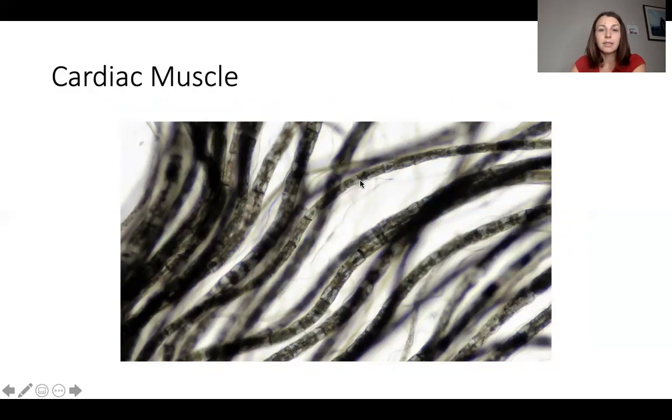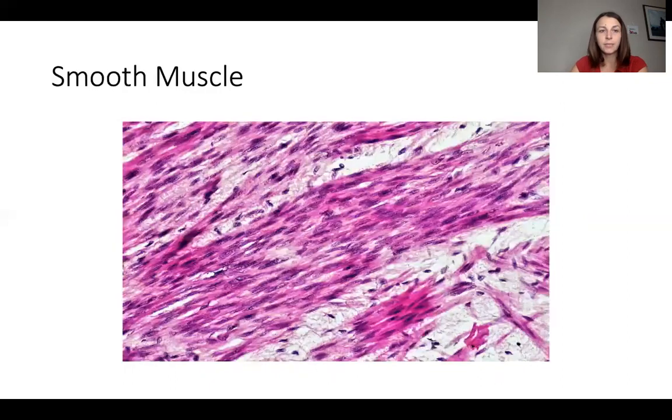Cardiac muscle is this one. It is easily identified by these intercalated discs. So between cells, there's an intercalated disc. Cardiac muscle has a very specific way of contracting, and its form and function operate together. We'll look at that in more detail, but this is cardiac muscle tissue. Just a side note, once this tissue dies, it doesn't regenerate.